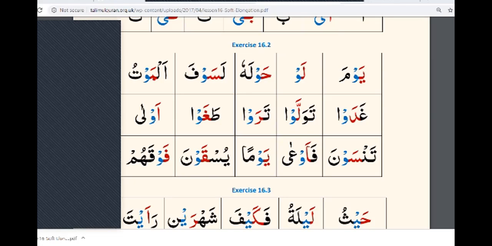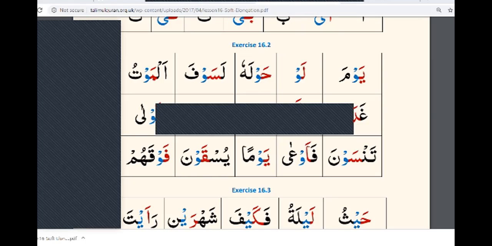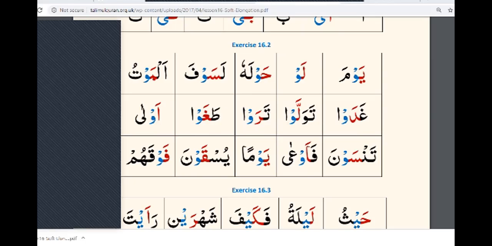A'udhu billahi minash shaytanir rajim. Bismillahirrahmanirrahim. Beautiful, well done. Once more. Good, well done. Let's start again from the beginning. Let's do the whole line again.